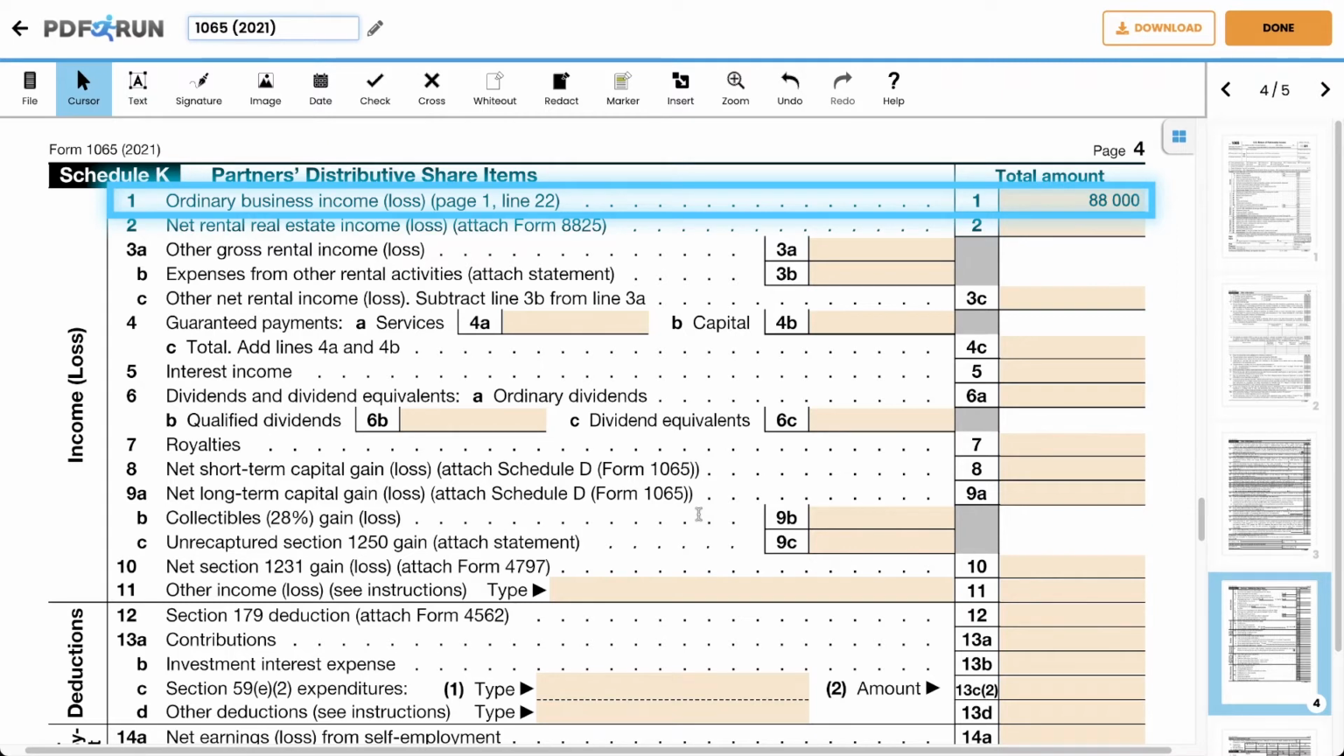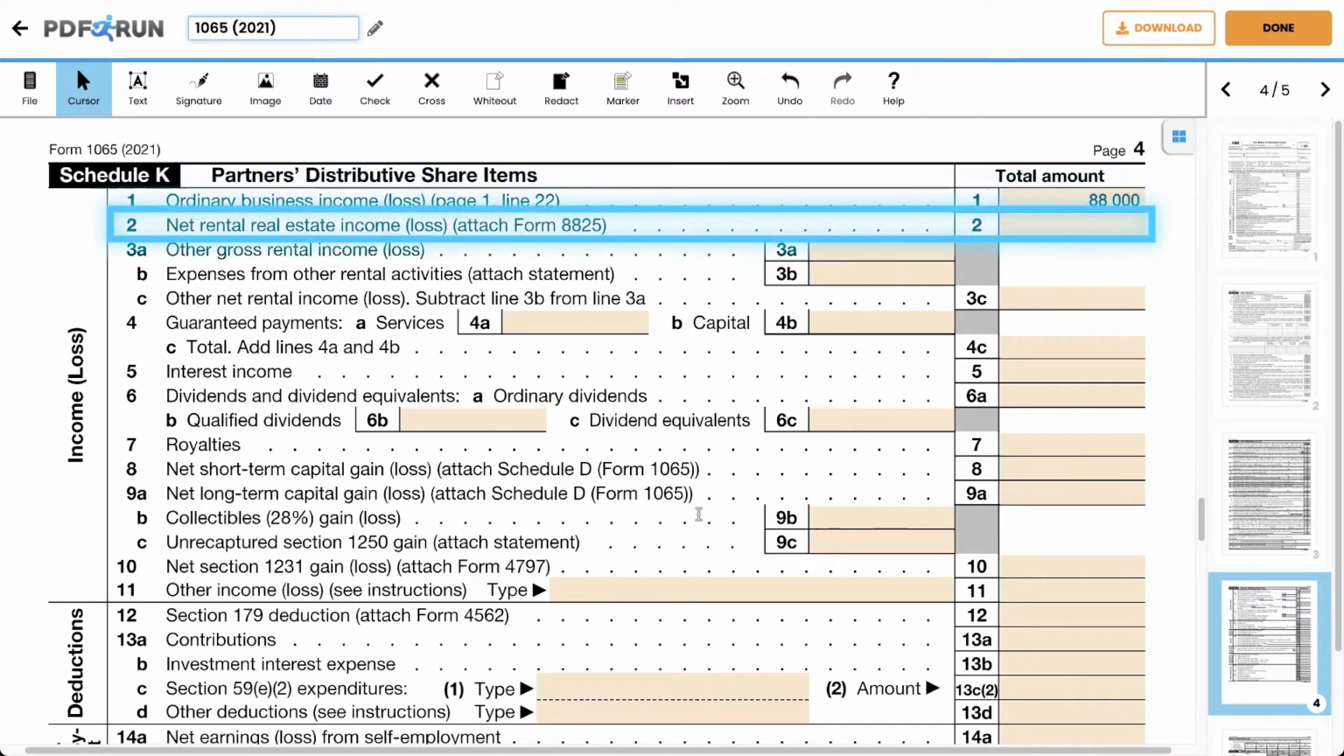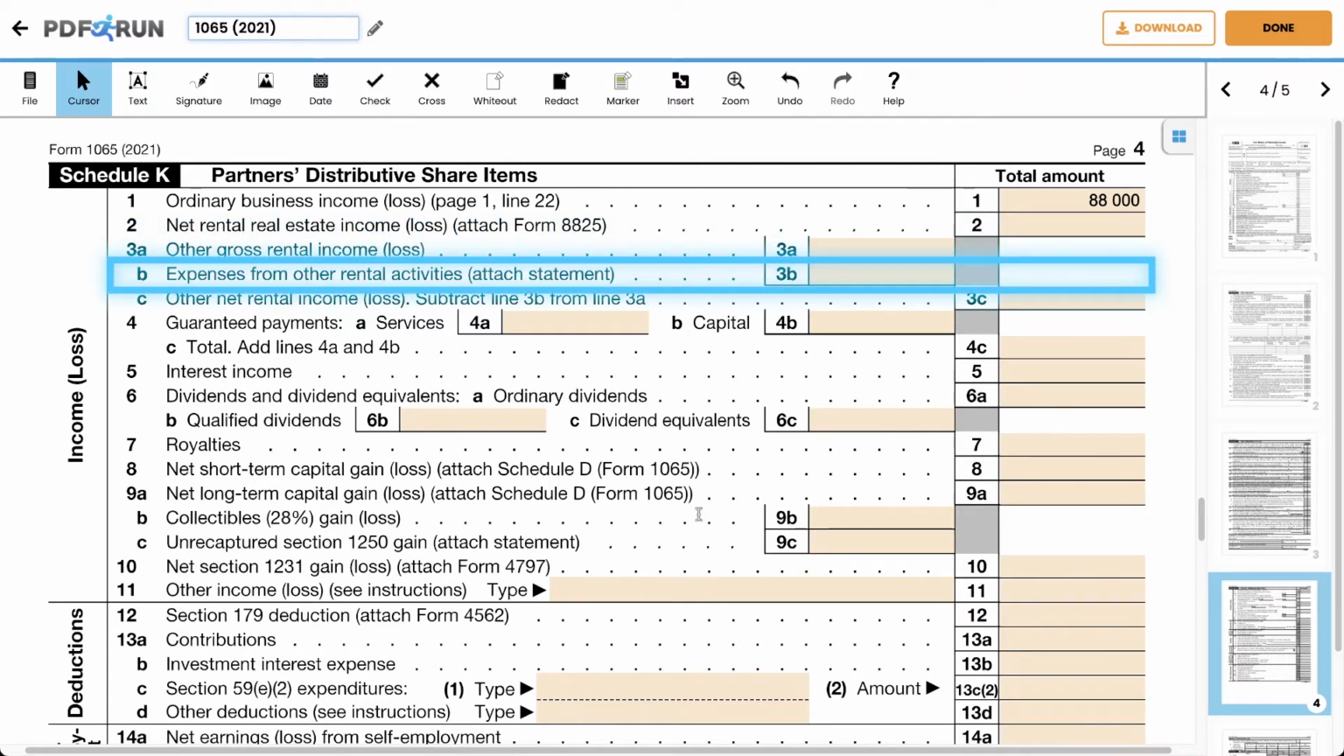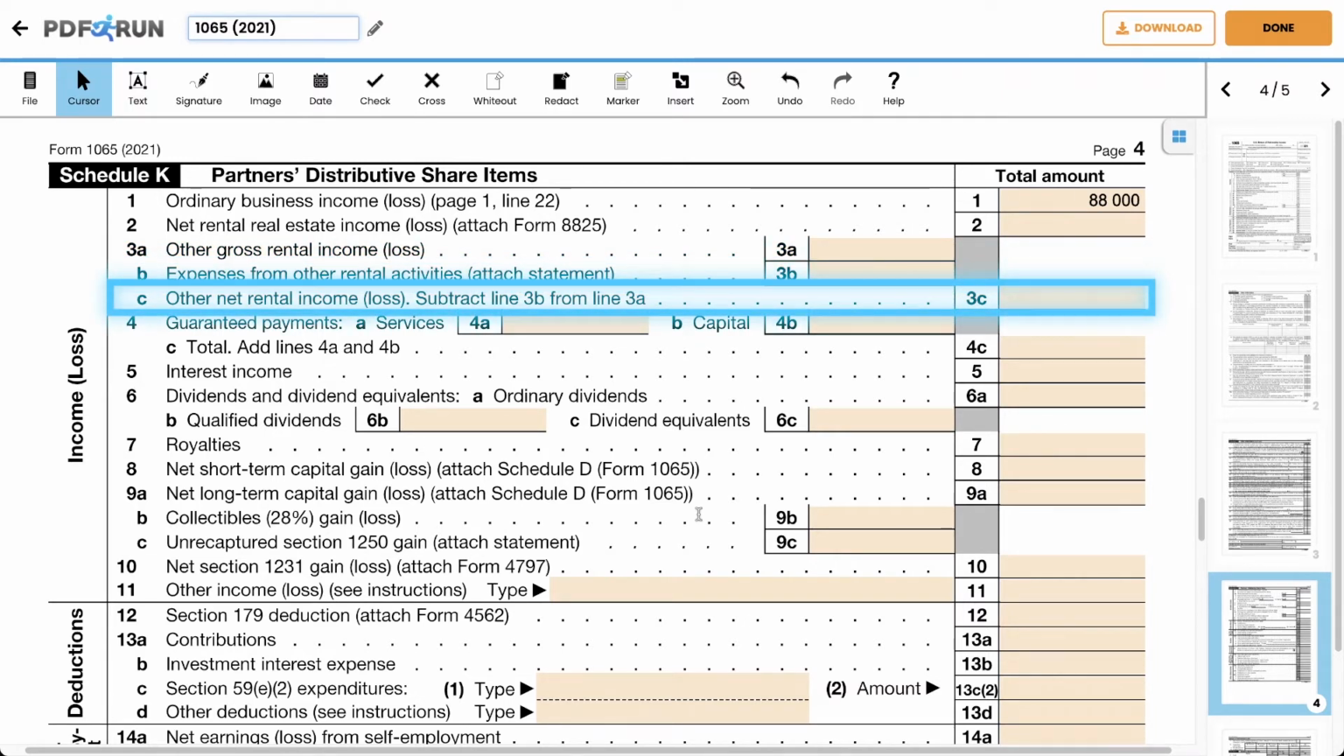Enter the amount of ordinary business income or loss. Line 2. Enter the amount of net rental real estate income or loss. Line 3A. Enter the amount of gross rental income or loss. Line 3B. Enter the total of any expenses from other rental activities and attach the relevant statements. Line 3C. Subtract line 3B from line 3A, and enter the difference.